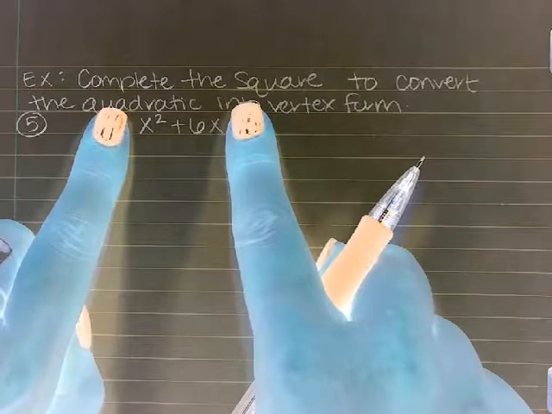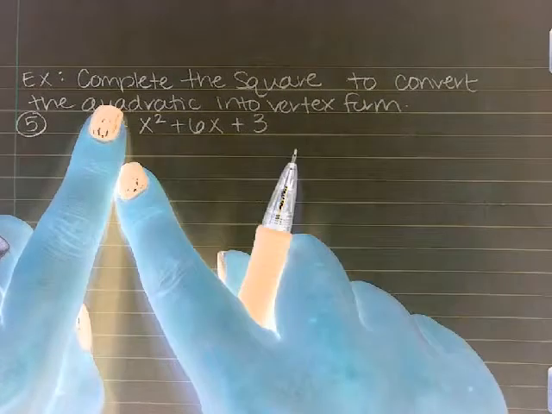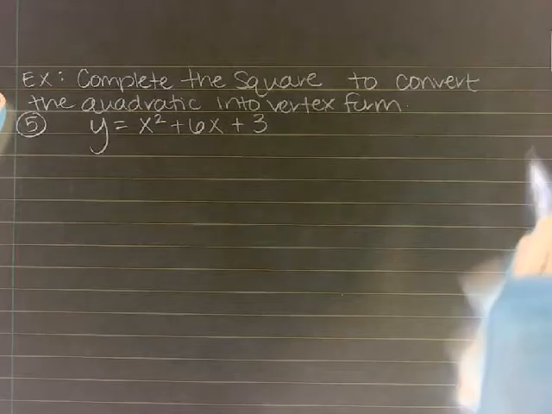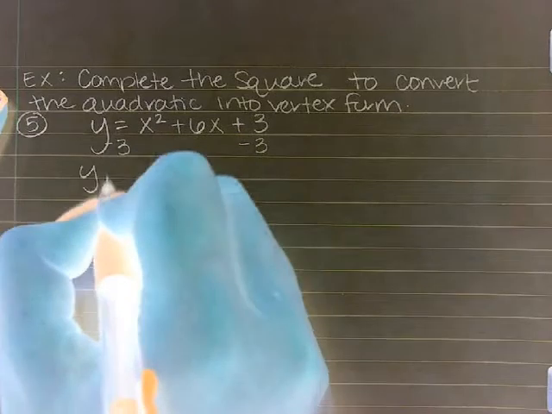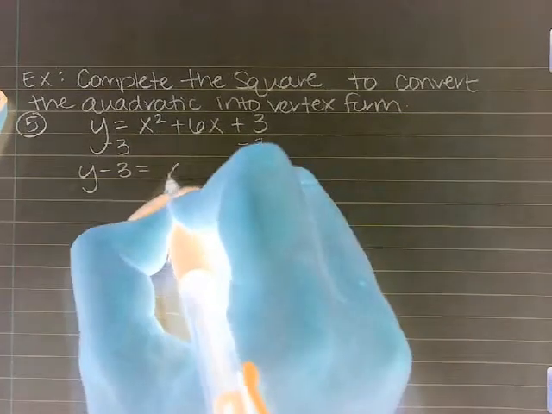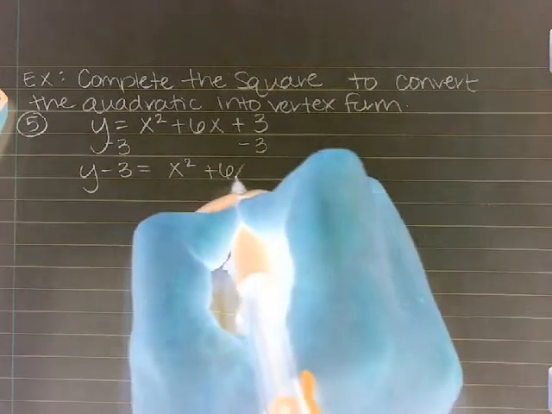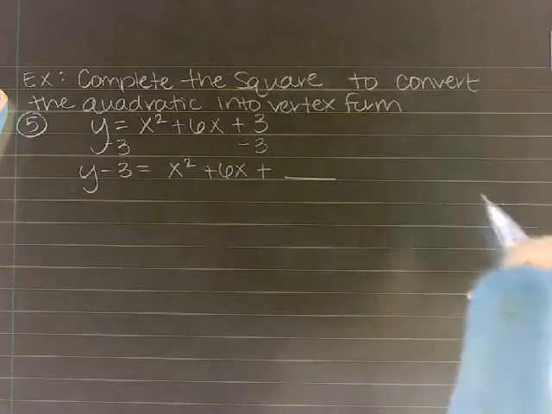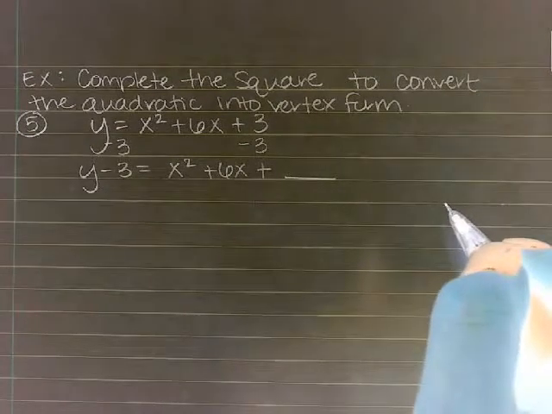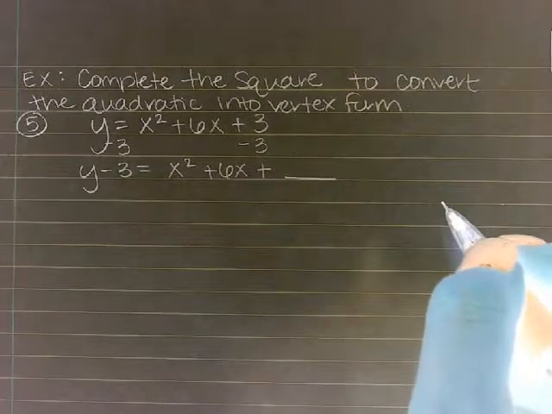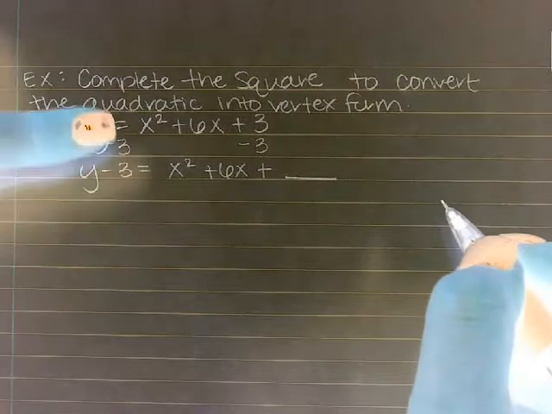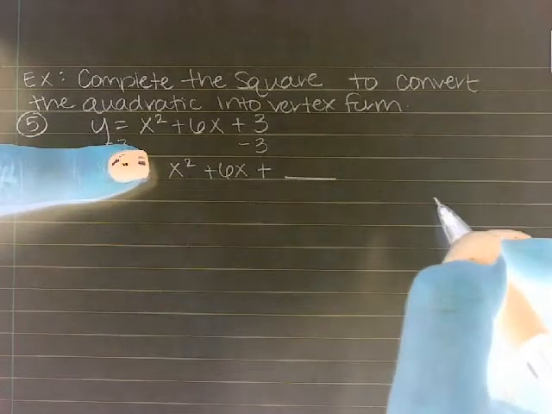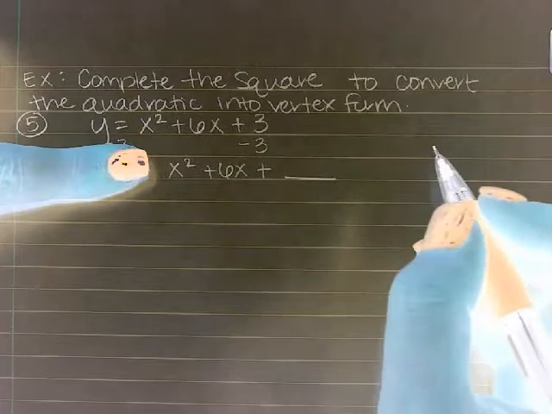So the first thing I'm going to do is take this 3 and move it to the other side, because right now the 3 is in my way. So I have y minus 3 equals x squared plus 6x plus the space to complete the square. And then I'm going to go ahead and cover this up so it doesn't distract me. All right, so what do I do to complete the square?